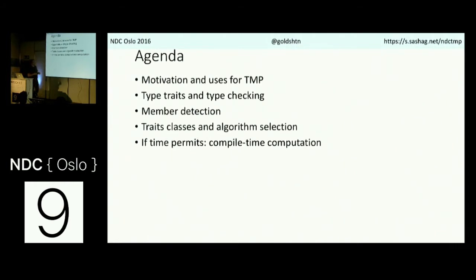Then we have algorithm selection, so basically we'll specialize a certain algorithm, such as an STL algorithm or one of our own, based on the type properties that we detect. There's a bunch of examples, and I'll show you a couple.